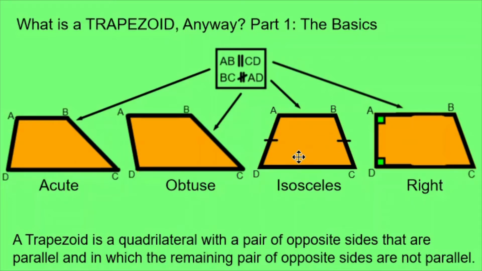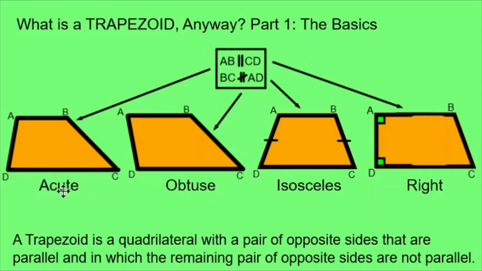It has 2 pairs of congruent angles as well. And finally on the right we have the right trapezoid, not because it's on the right, but because it has right angles inside it. It always has 2 adjacent right angles inside it.